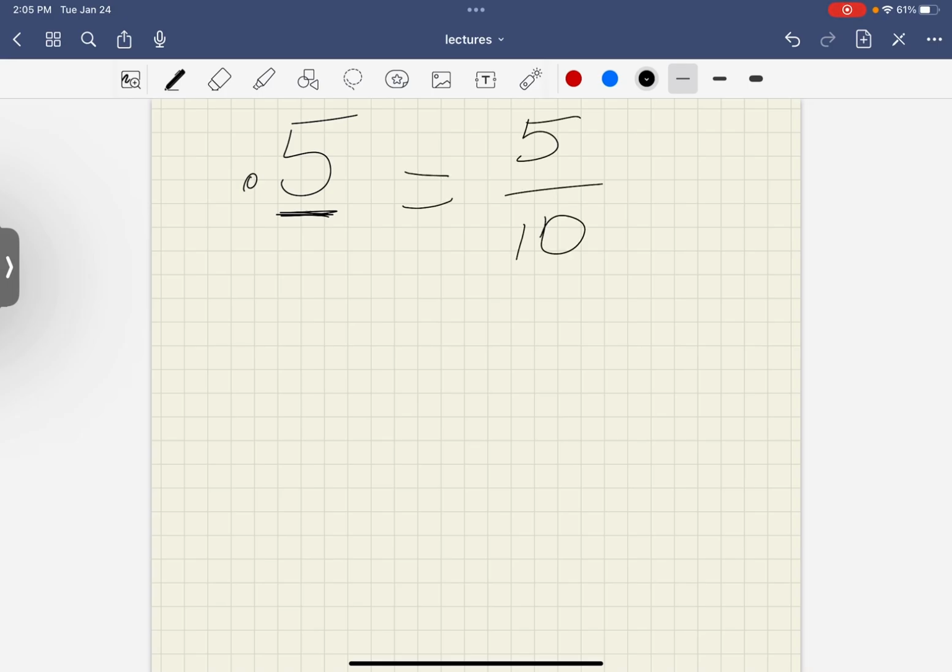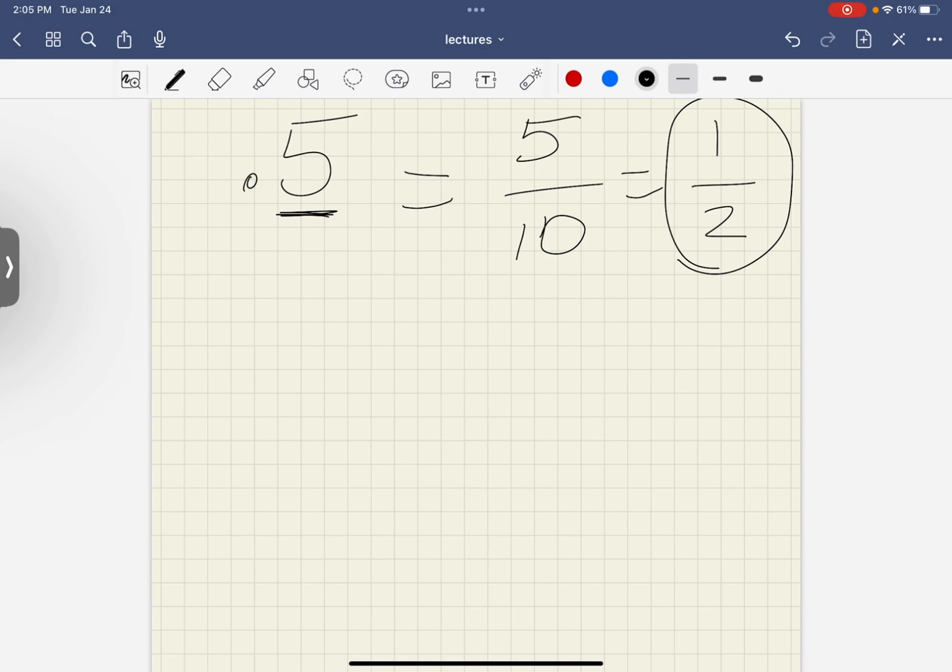tenths. But we never write a fraction unless it's in reduced form. So 5 goes into 5 once, and 5 goes into 10 twice. So the answer is 1/2. Okay, so that's that decimal written as a common fraction in simplest form.